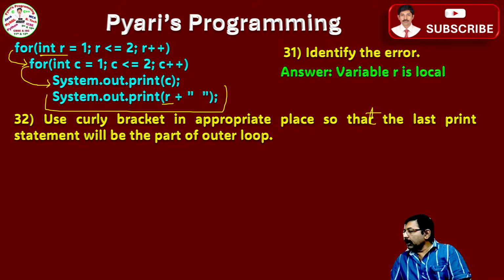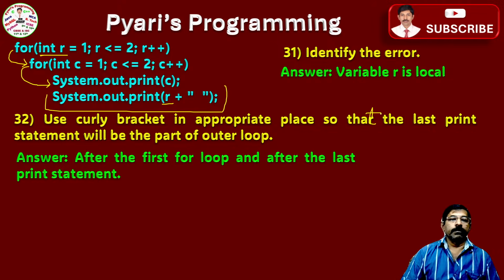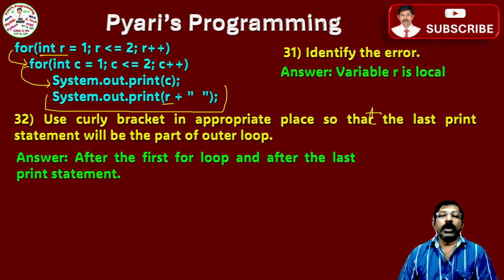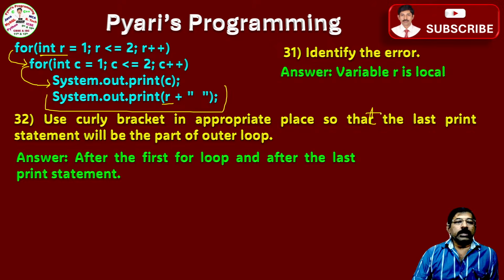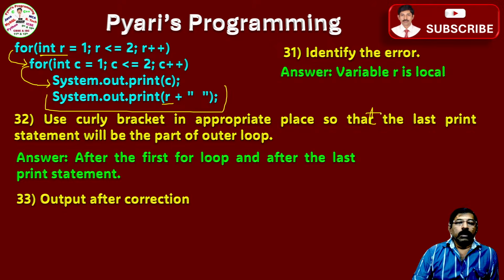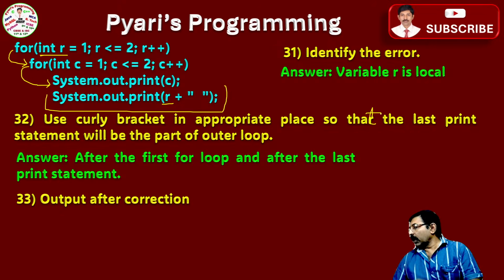Very good, very good. Opening curly bracket after the outer for loop statement, and closing curly bracket after the printing statement of R. Very good. Correct answer. After the first for loop and after the last print statement. Now, what will be the output after making the correction?